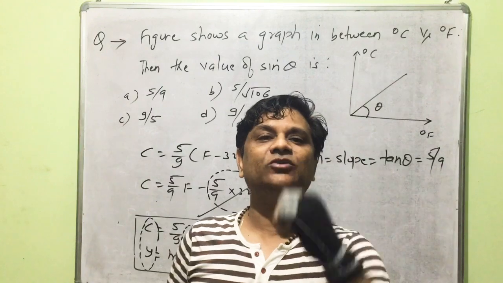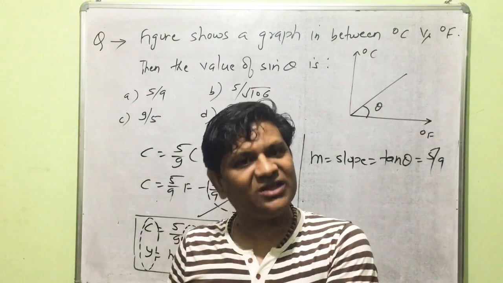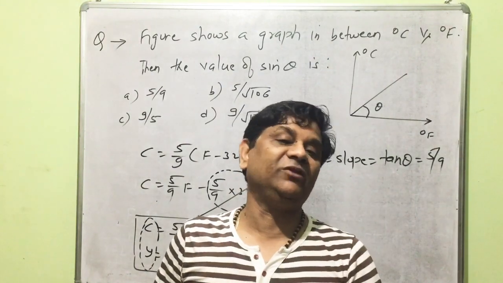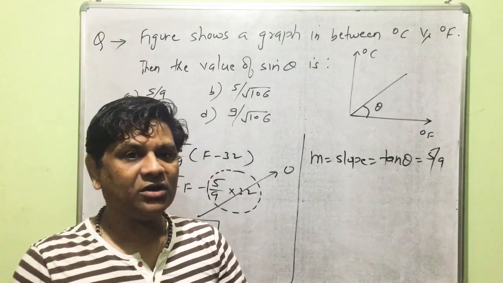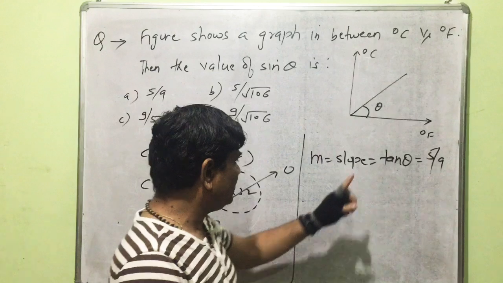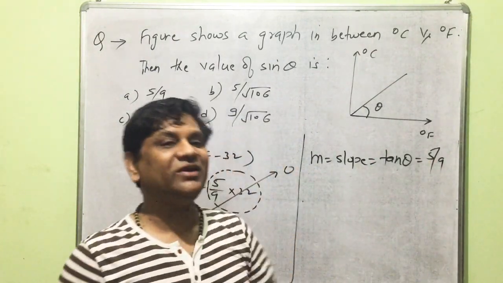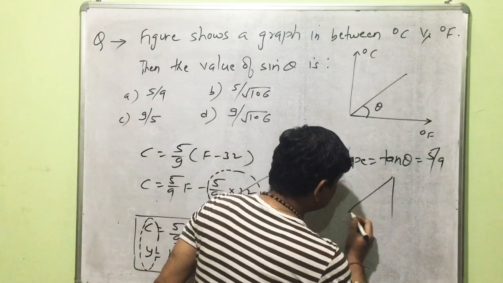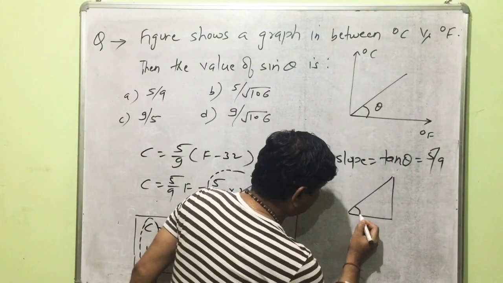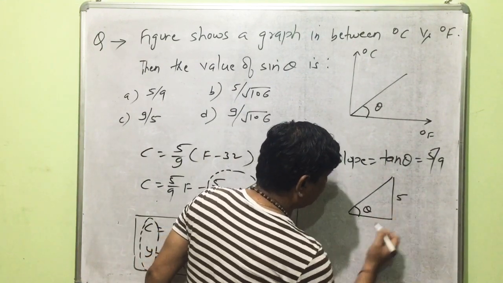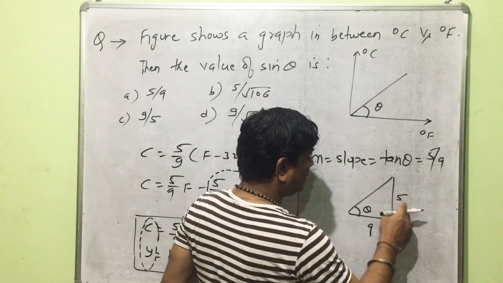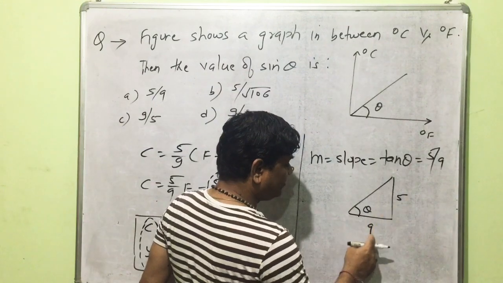What is required? The value of sine theta. If we know tan theta, we can find out any value of theta, including sine theta also. So tan theta is 5 by 9. We require the value of sine theta. We can take the diagram of a triangle. Here it is theta. This value is 5 and it is 9. Perpendicular upon base. It is 5, it is 9.